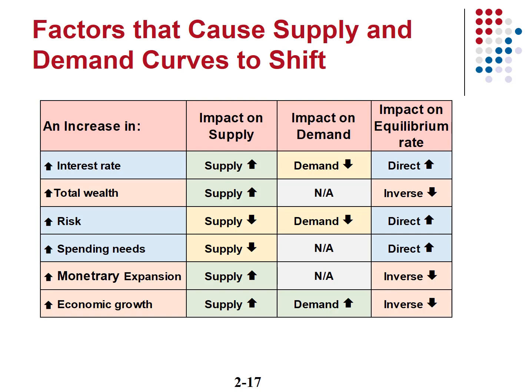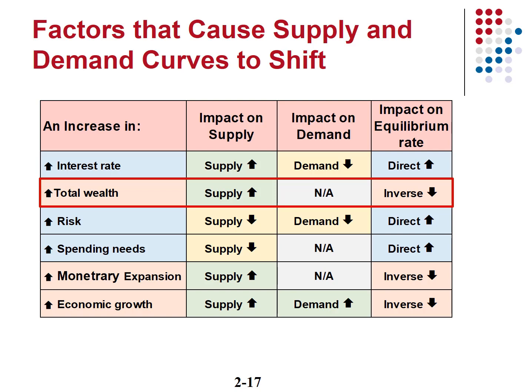Direct means if one goes up, so does the other, the blue cells. Inverse means they move in opposite direction, the slightly orange cells. If interest rates increase, then supply goes up, demand decreases, and the rates change directly. They go up. When wealth increases, supply increases with no evident impact on demand. Increased supply, rates change inversely.